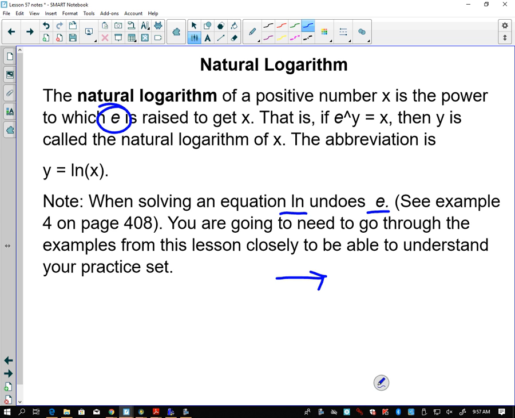Okay. All right. So one of the things I want you to make note of whenever trying to solve some of these questions that you're going to get in your homework assignment is that you want to look at the examples, and not just look at them, but look at how they solve them and look at the steps by which they solve, especially where it concerns natural log and e problems. You're going to have to use a graphing calculator for these. So if you look at the example on page 408, you see some of this, but you're going to need to go through the examples from this lesson closely to be able to understand those practice set questions.